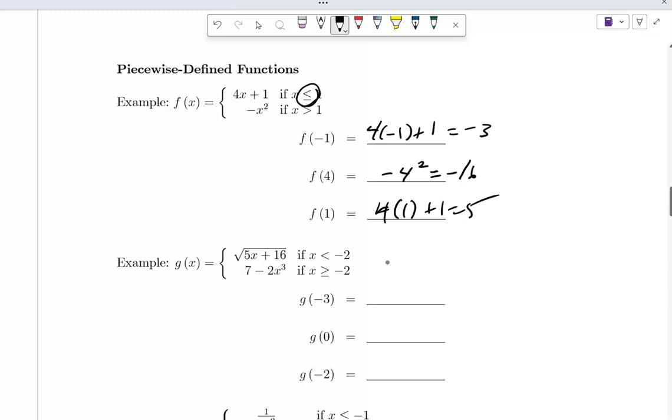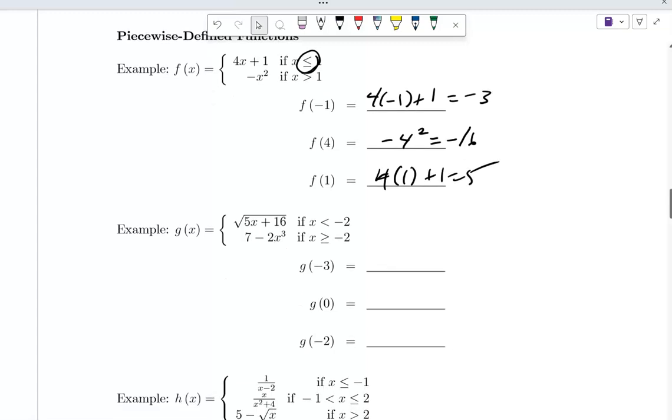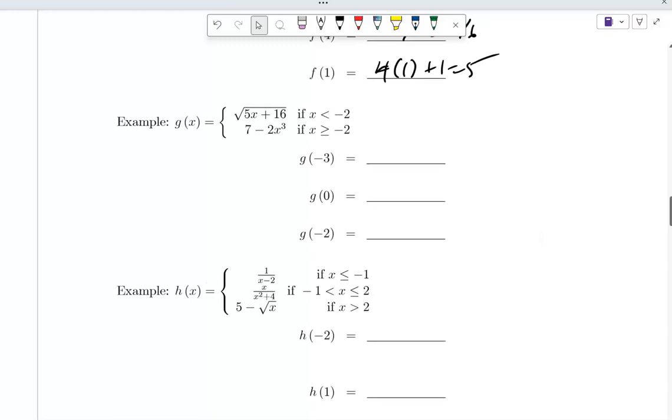And get 5. Does that make sense? Okay. You tell me the next one. Where do you plug in the negative 3? The first one? Good. What do you get when you plug in negative 3? 1. Yeah, you get 1, right? Because you'll get square root of 1, which will give you 1. 5 times negative 3 will give you negative 15 plus the 16 gives you the 1 under the radical.